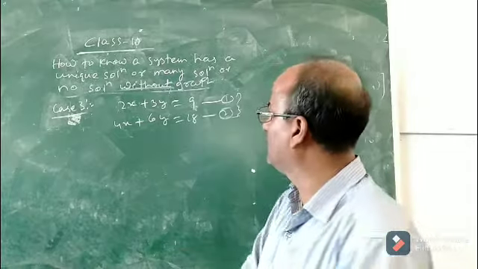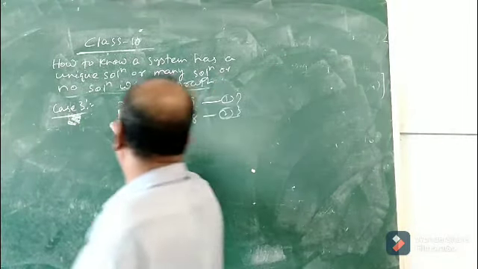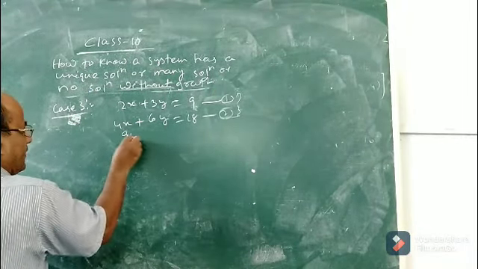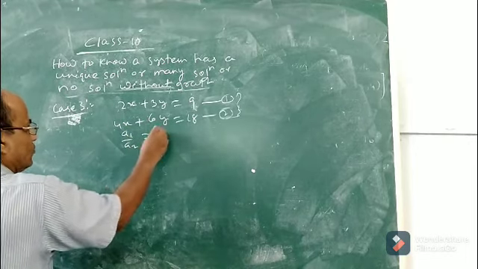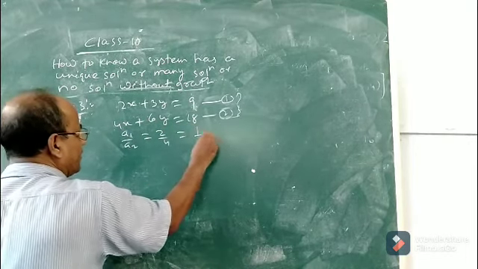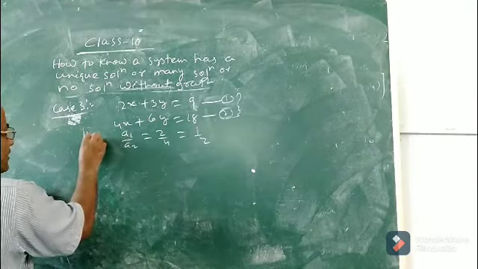Okay, how to find out? The same procedure you follow. First you find A1 by A2. It is 2 by 4, clearly it is 1 by 2. Then you find B1 by B2. It is 3 by 6, which is again 1 by 2. So here I saw that the values of A1 by A2 and B1 by B2 are same. Therefore, A1 by A2 equal to B1 by B2 and both are equal to 1 by 2.